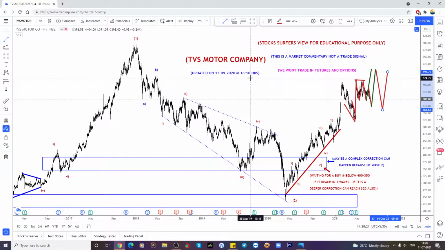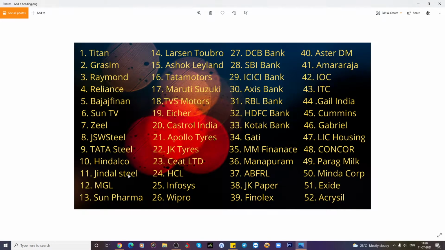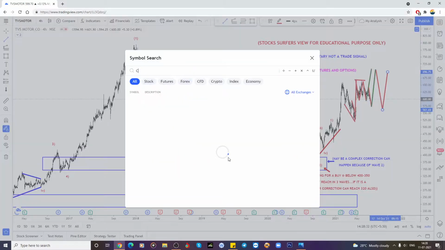So next, once again we will watch the watch list. Sun Pharma, Maruti, TVS, HR, Castrol, Apollo, and then JK, Castrol India.